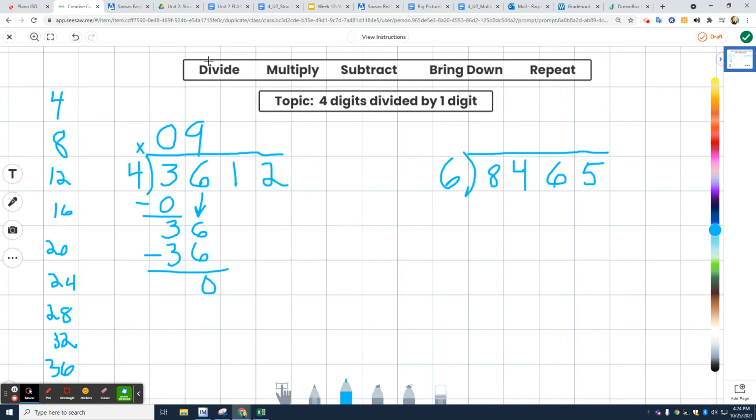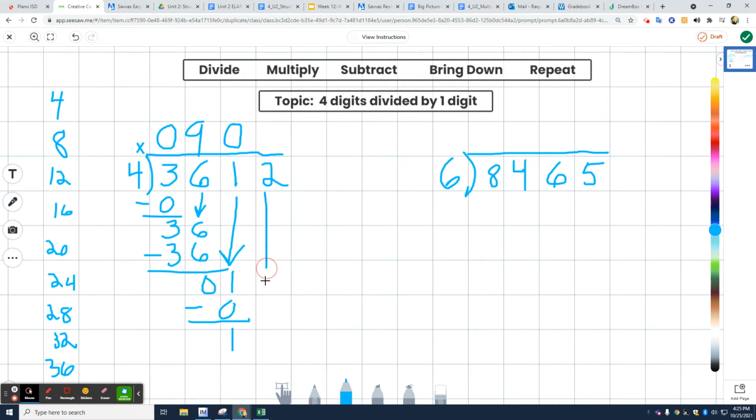So I have just done divide, multiply, subtract. Now I'm at bring down. And so far I've done 2 layers. So now it's time for me to bring down my tens. So I have 1 ten left. 4 into 1 is 0. There's not enough to get 1 4 out of that. So then I would say 0 times 4 is 0. I write that down and I subtract.